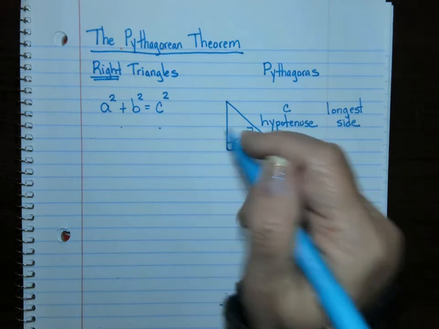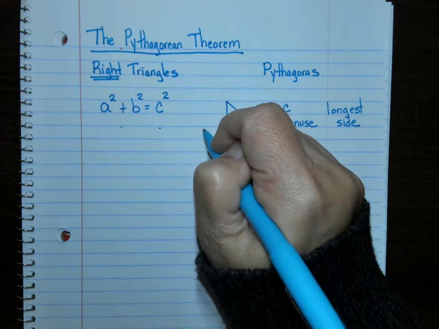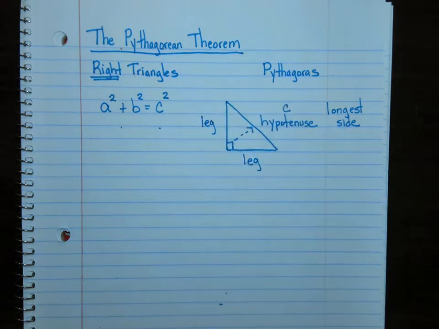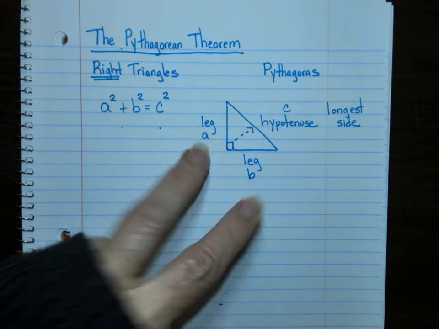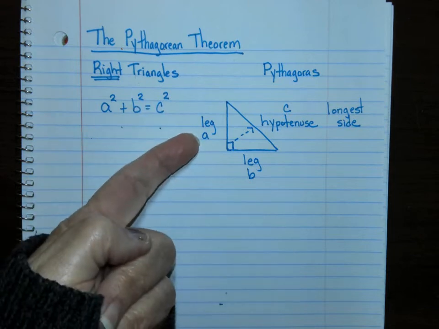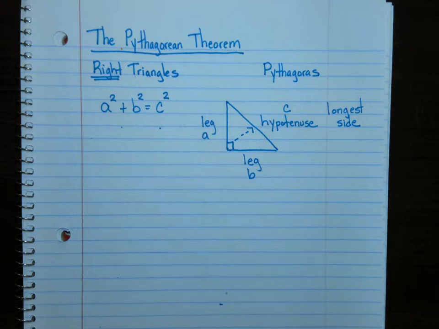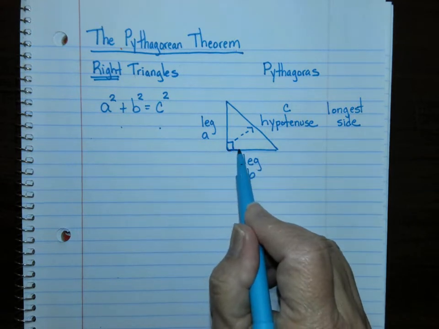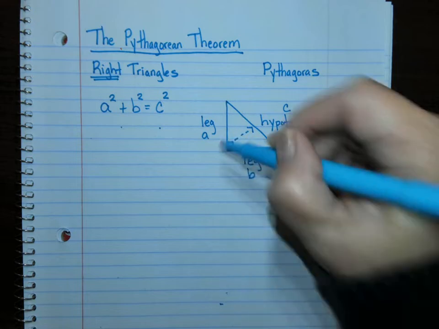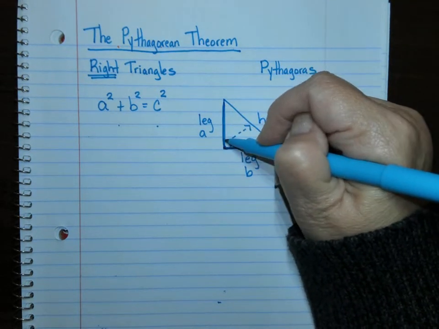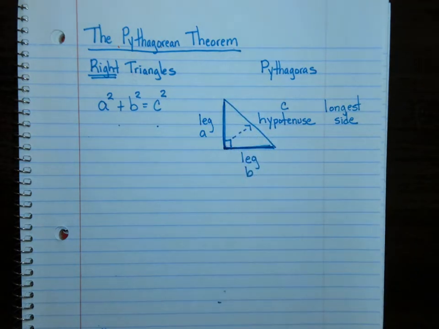Now, the other two sides are each named a leg. So this side is a leg, and this side is also named a leg. And the two legs are a and b, but it doesn't matter which one is which. So you could call this one a and this one b, or you could call this one b and this one a, and that part doesn't matter because they're both called legs. Notice that the legs are the sides that form the right angle. So this leg touches the 90 degrees, and this leg touches the 90 degrees. The hypotenuse does not touch the 90-degree angle.